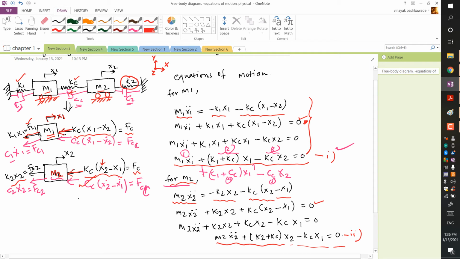We have these three terms, so we'll additionally add two terms due to the friction force. That would be written as c2 plus cc times x2 dot. Here we have to add the velocity, not the movement, because x1 dot and x2 dot, and minus cc x1 dot. So there are again five terms, 1, 2, 3, 4, 5, and they all equate to 0. So this is how this system can be modeled.